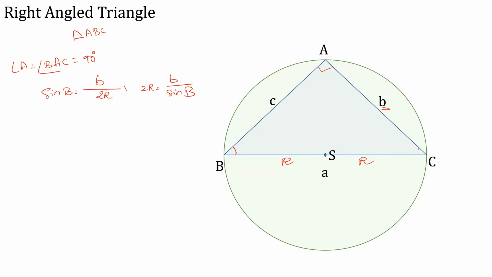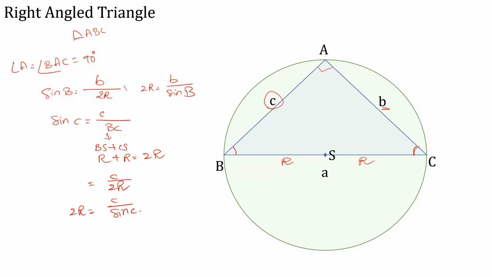Similarly, when we consider angle C, for sine C, the opposite side is small c upon the hypotenuse, which is again BC. BC is nothing but BS plus CS. BS and CS are R here, that is the circumradius. So on adding those two, we'll get 2R. So c upon 2R. Rearranging this, 2R is equal to c upon sine C.